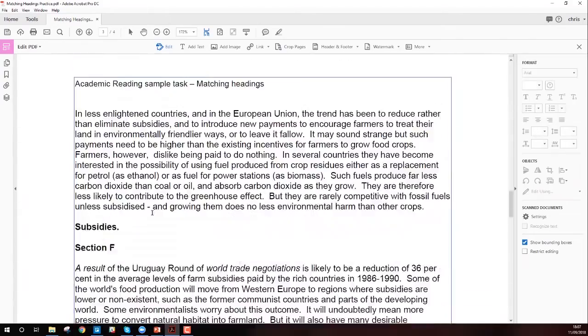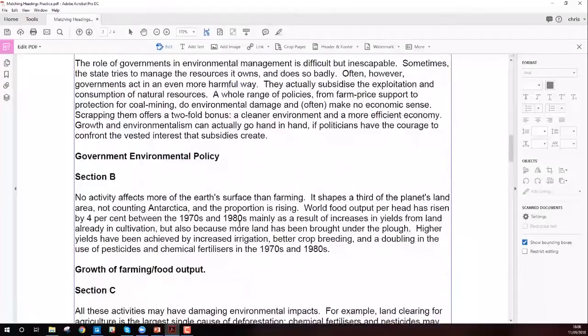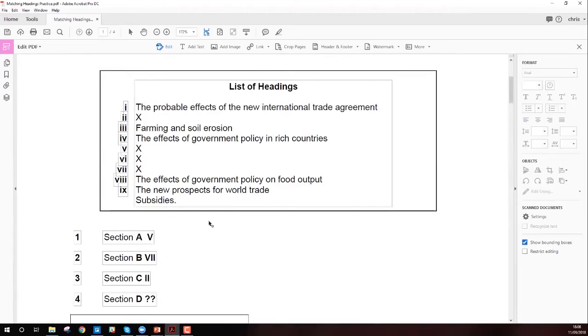Let's go to F, because I also noticed that there are ones that are talking about trade negotiations. So this might be an easy one to do. Result of world trade negotiations. World Trade Agreement negotiations, very similar. No.